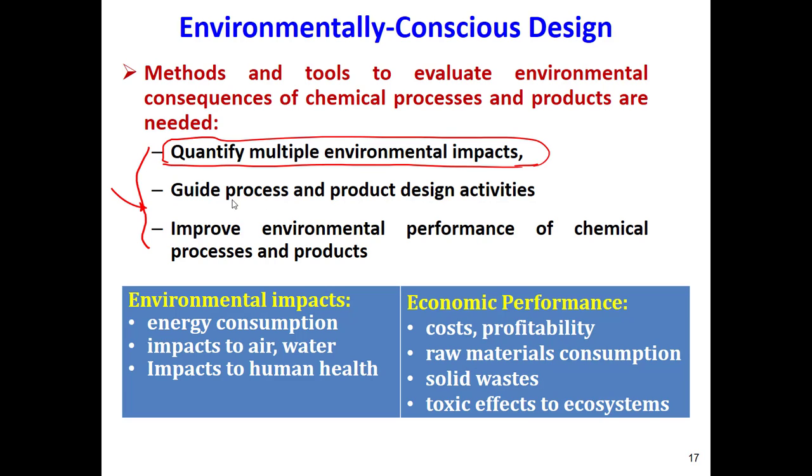And when we design the process and the product, those two activities, we also consider environmental impact. Things like recycling the streams, reusing the streams, producing some byproducts rather than wasting. Those are the things that will be considered. And we also have to always try to improve the environmental performance of our chemical plant and product. Those are the things that we consider in environmentally conscious design.